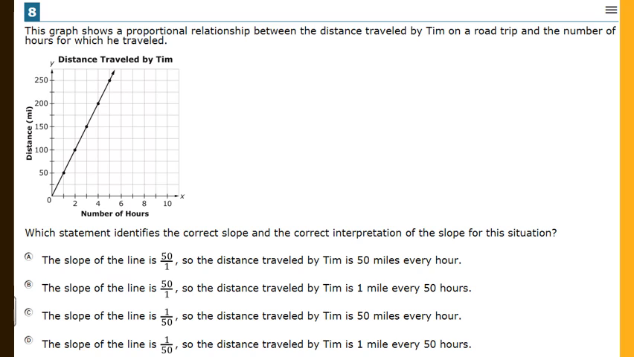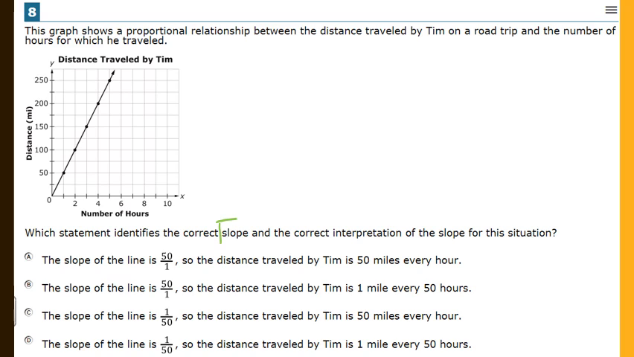Number 8 requires us to go back to our whole line unit, and in this case it says this graph shows a proportional relationship between the distance traveled by Tim on a road trip and the number of hours for which he traveled, and it gives us a nice graph here. It asks us which statement correctly identifies the slope and correctly interprets the slope for the situation.